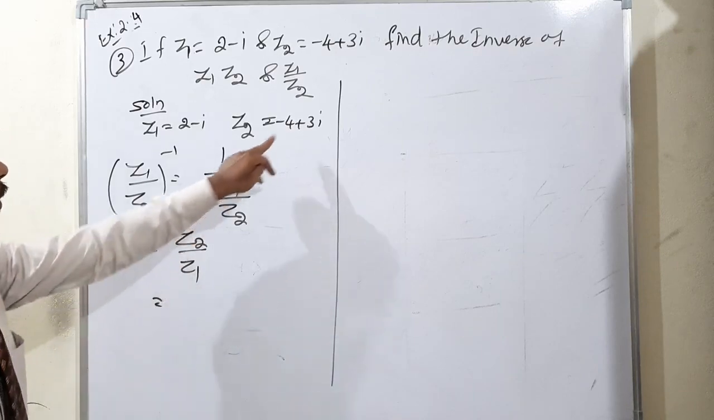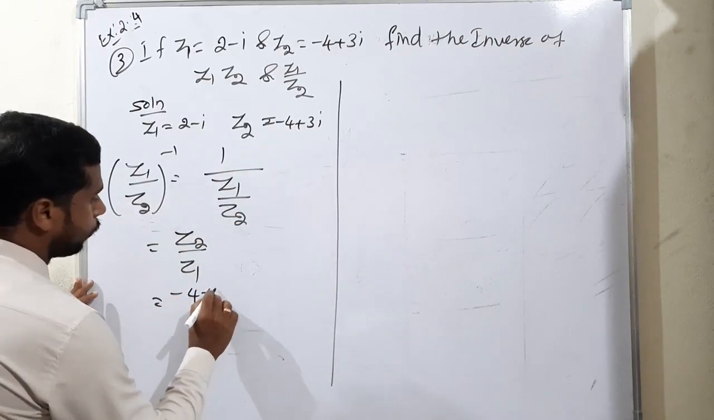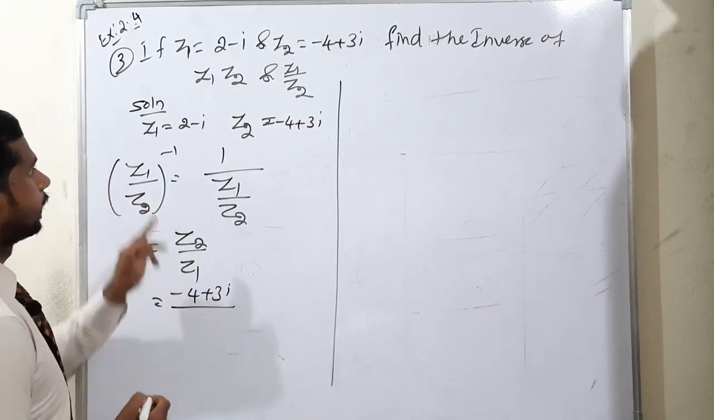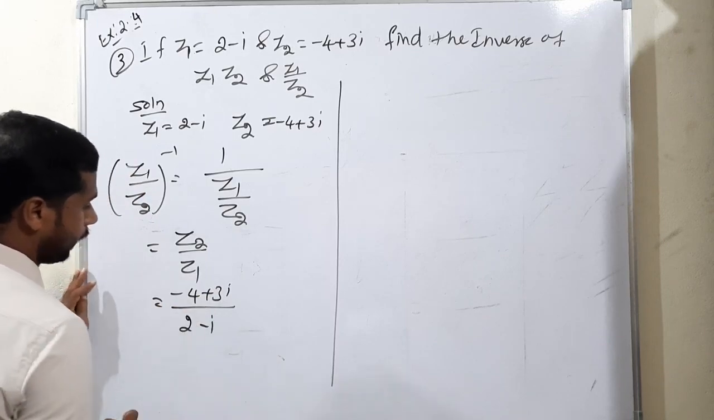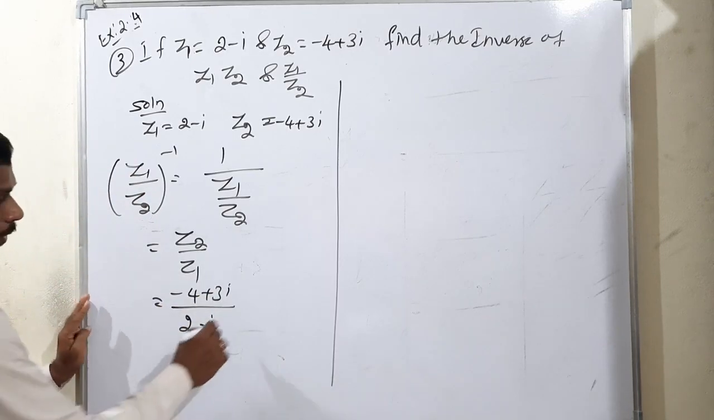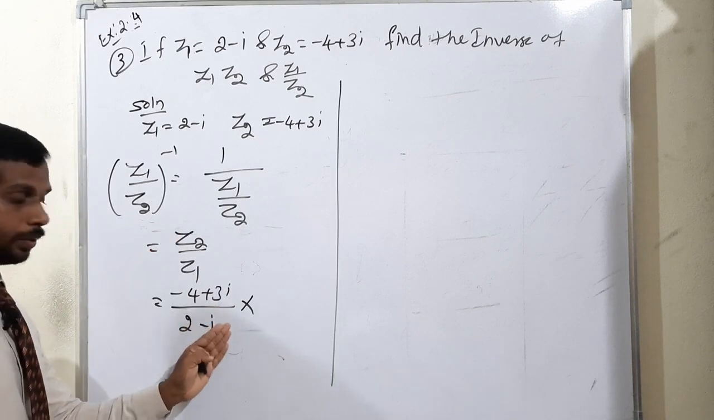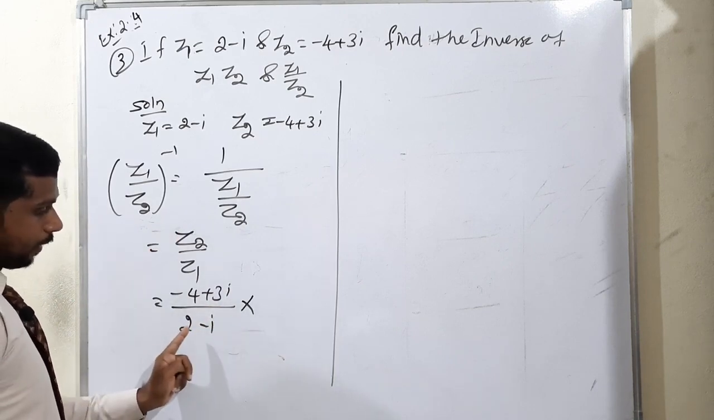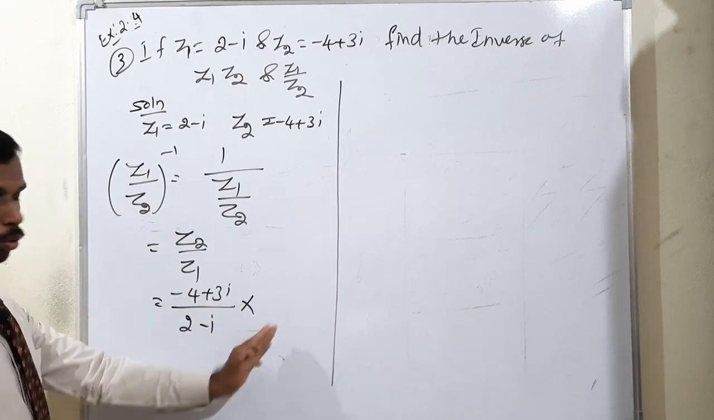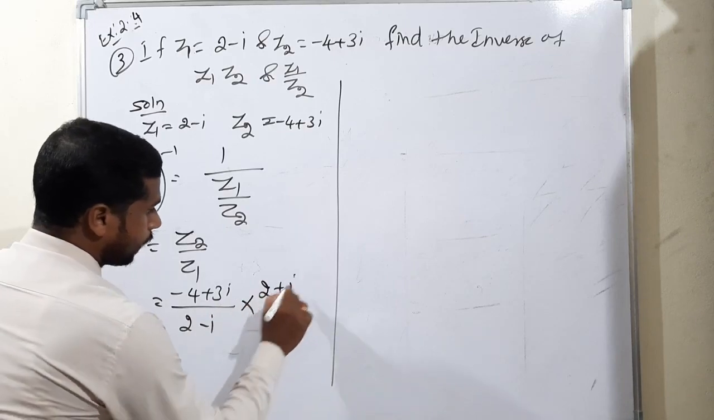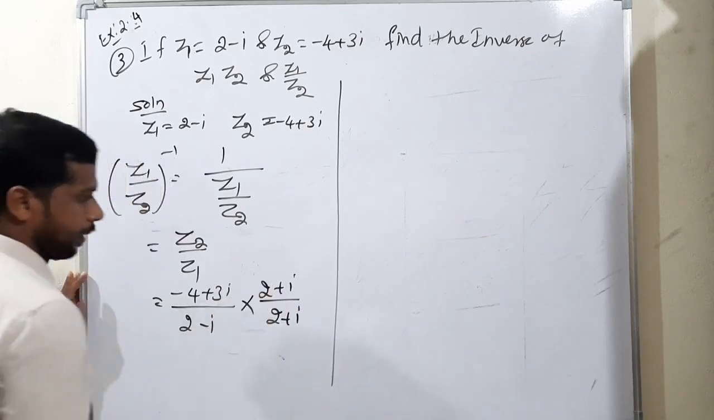Then Z2 is equal to, what is the value? Minus 4 plus 3i divided by Z1, which is equal to 2 minus i. This is not in standard form. What we have to do? We have to multiply both sides by the conjugate. Conjugate of the denominator 2 minus i means 2 plus i, into 2 plus i over 2 plus i.